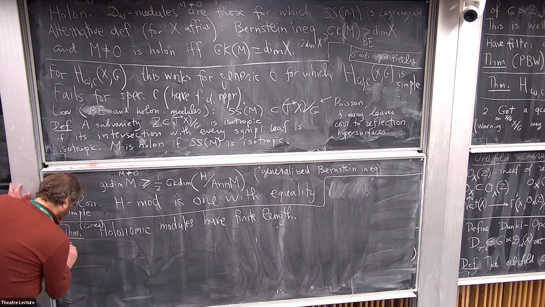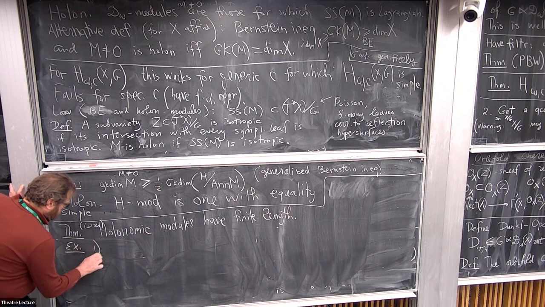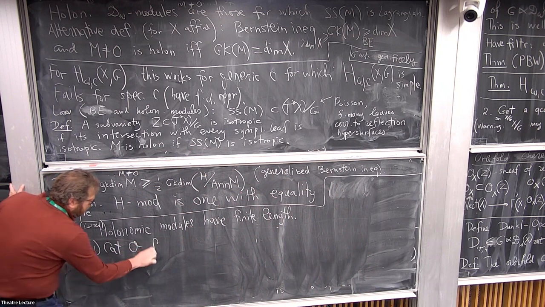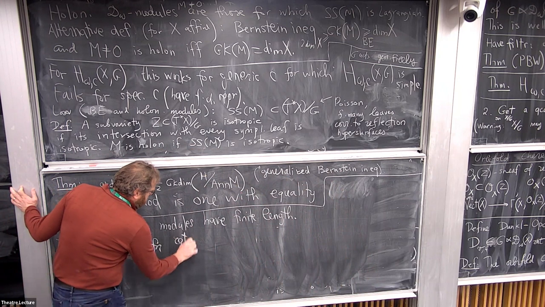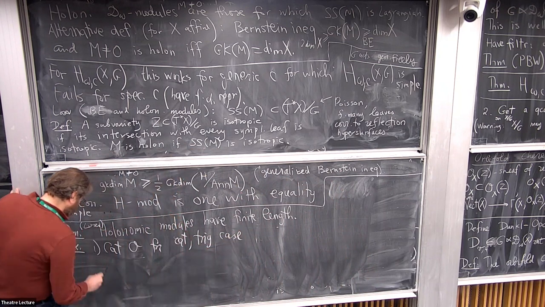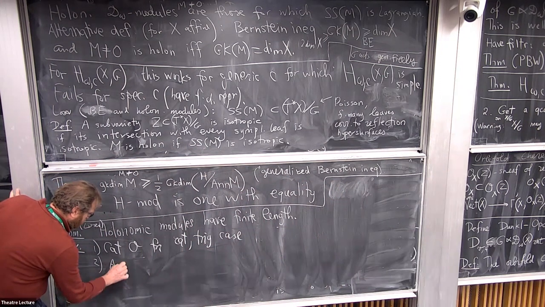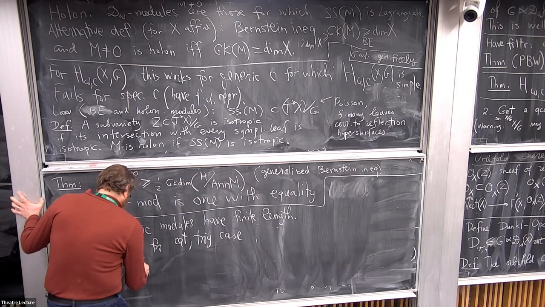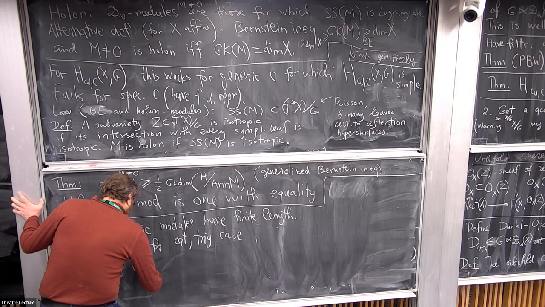So examples of holonomic modules include, first of all, category O for the rational and trigonometric case. So these are classical modules. And say, so any O-coherent module.